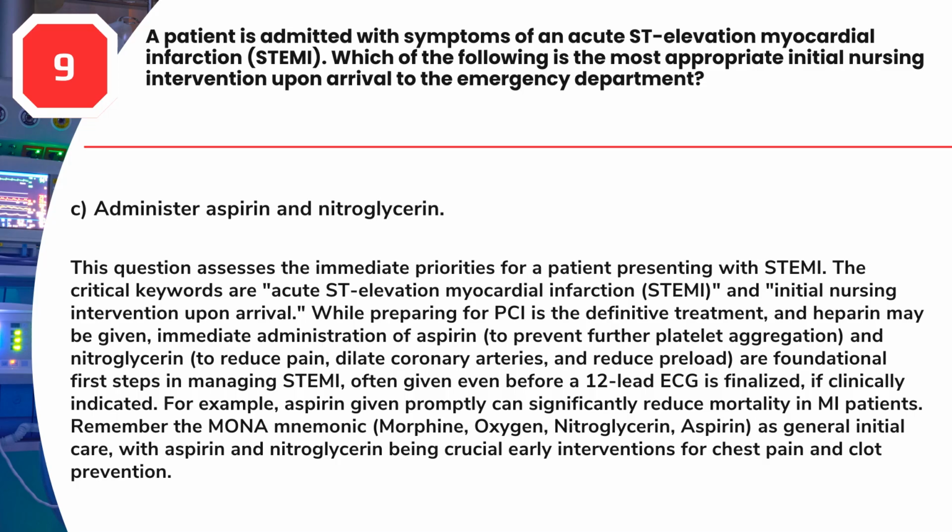For example, aspirin given promptly can significantly reduce mortality in MI patients. Remember the mnemonic MONA: morphine, oxygen, nitroglycerin, aspirin, as general initial care, with aspirin and nitroglycerin being crucial early interventions for chest pain and clot prevention.